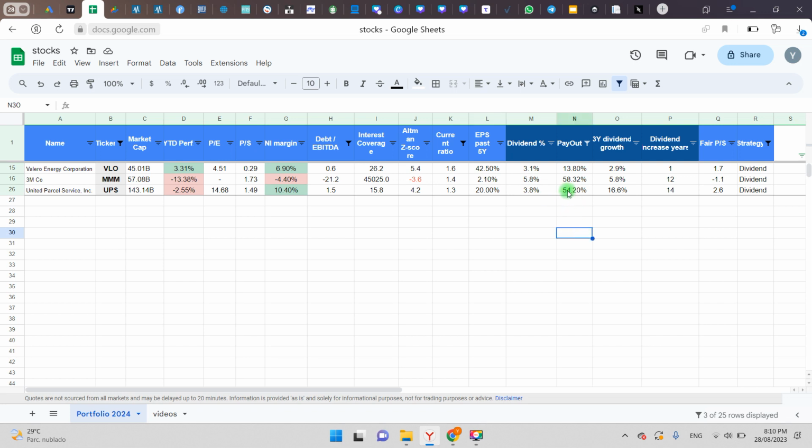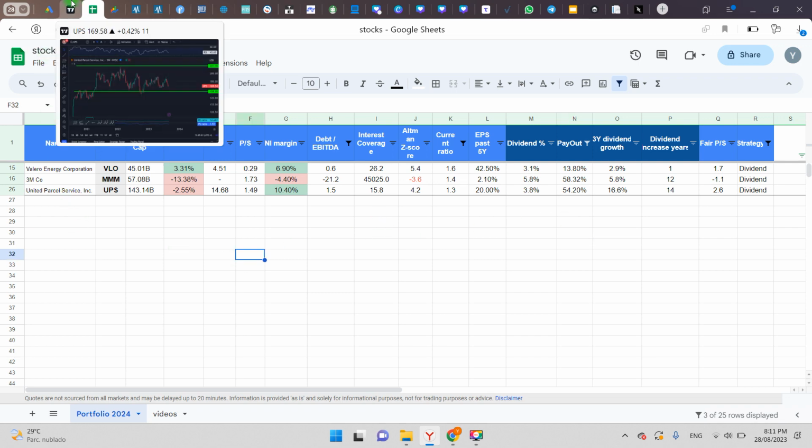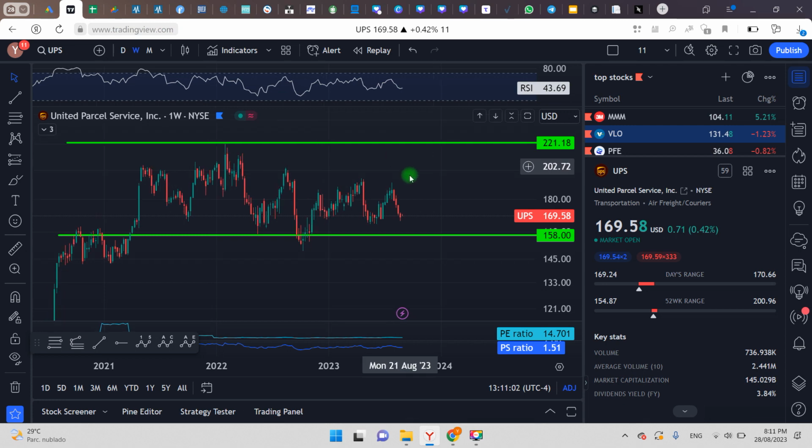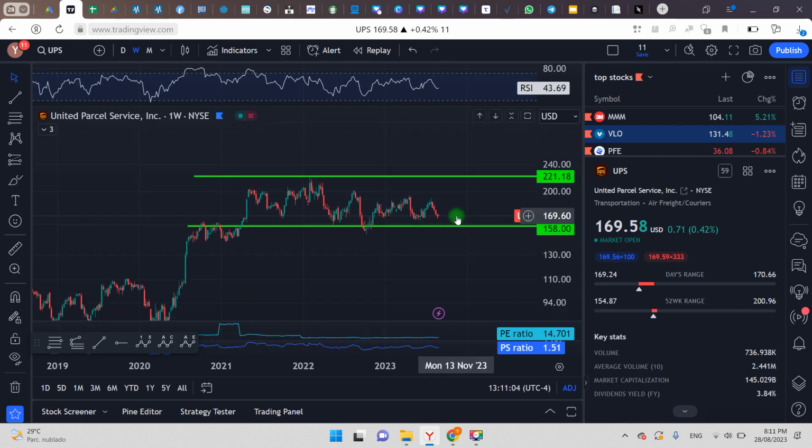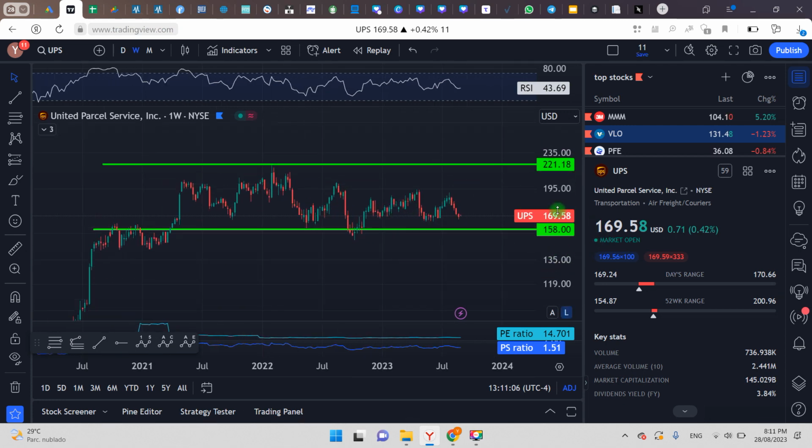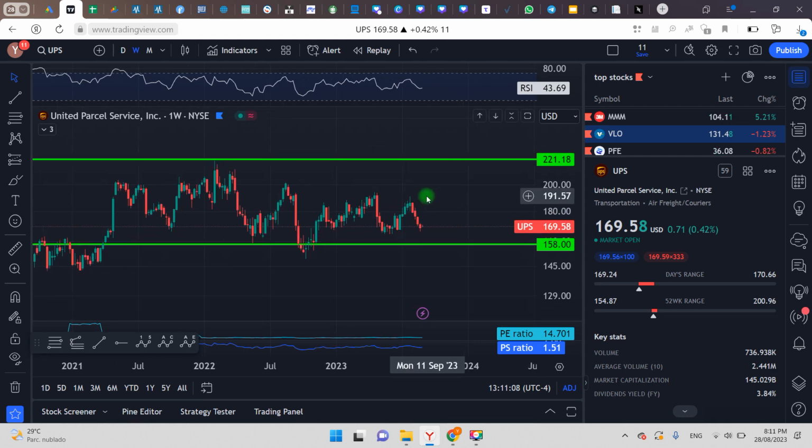Payout is about 50%, which is actually very low. And look, the dividend paying history tells us that we have 14 years of dividend increases. And of course, it's also a nice and positive sign for me. So generally speaking, UPS also can be a company to consider, a company to add to your dividend portfolio.